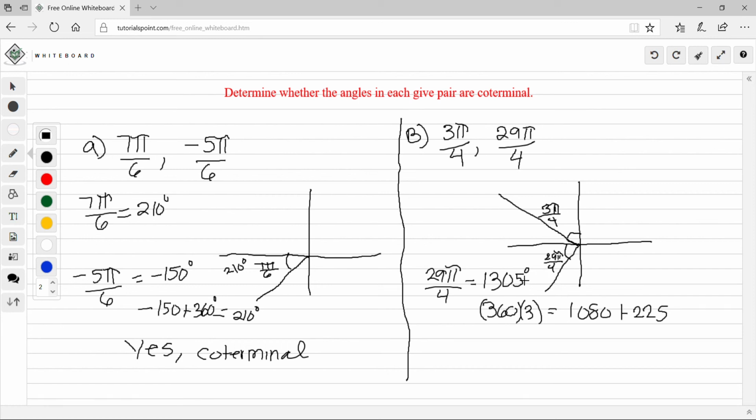So are these coterminal? No, because they don't meet at the same place, so it's not coterminal.